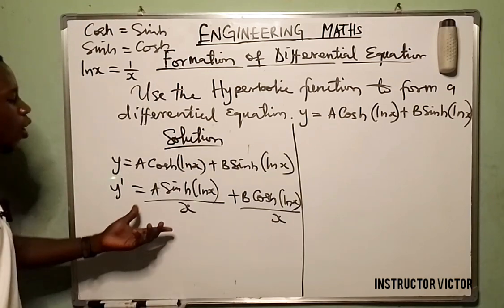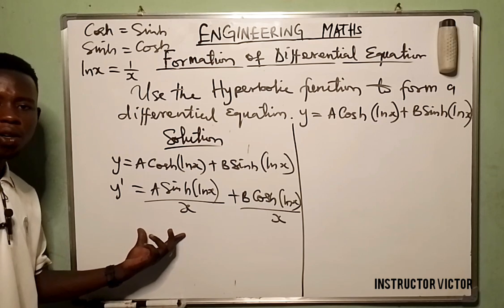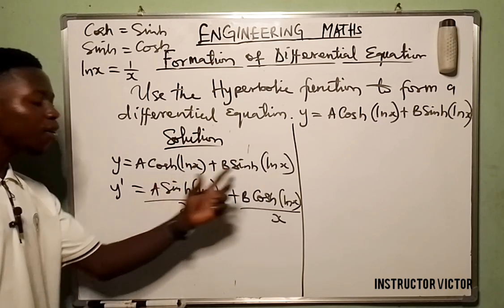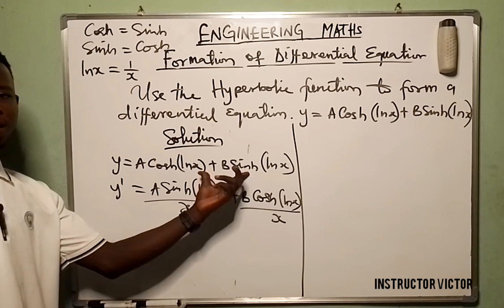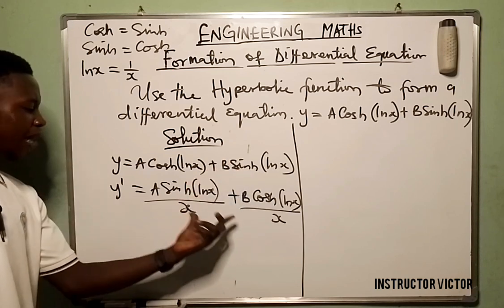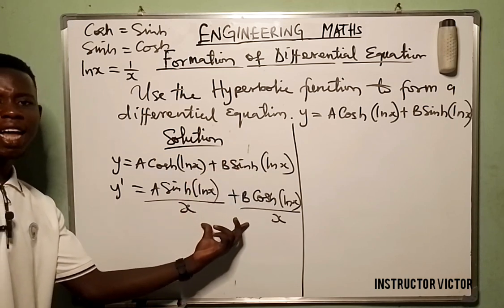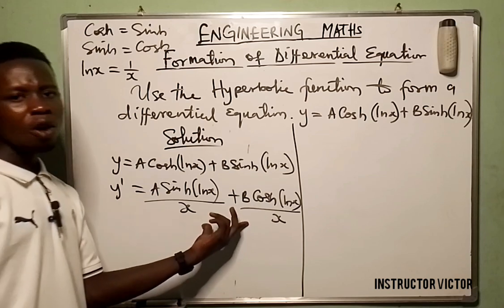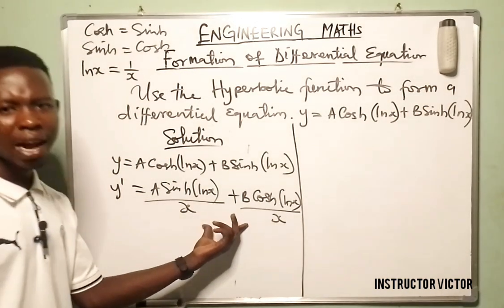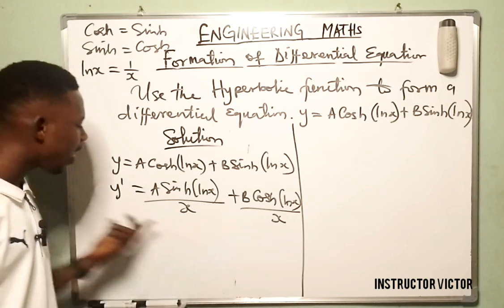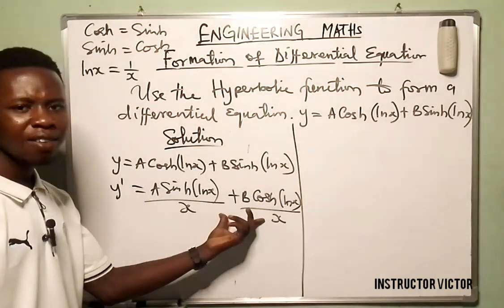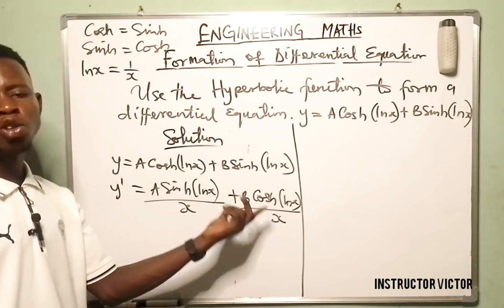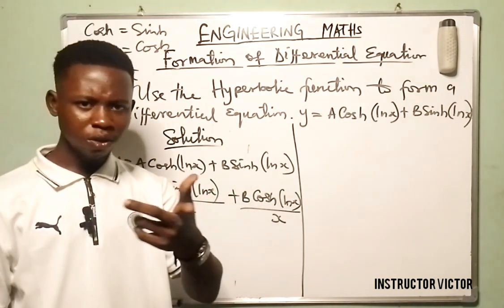Now if you undergo another differentiation, you're not going to use the chain rule again, because that will lead you to a quotient rule, and you know how to solve the quotient rule. But for us not to undergo that particular stress, we are going to be multiplying through by x, so that at the end we will either use chain rule or product rule. This is what I mean.